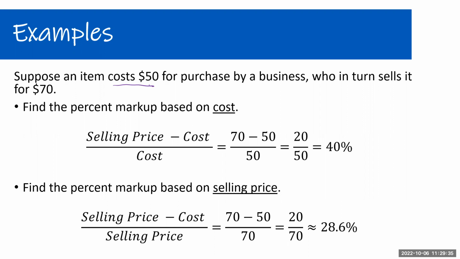Generally speaking, the percent markup based on cost is going to be higher because generally a business cost is lower, and when we divide by a lower number, we get a bigger number as our answer, okay? The only time that wouldn't be true is if you're selling it at a loss, which some businesses do.